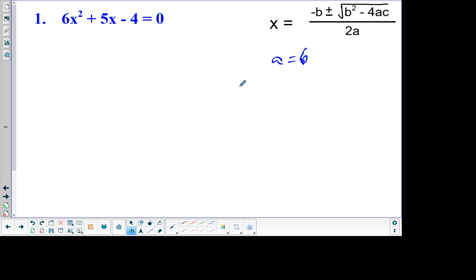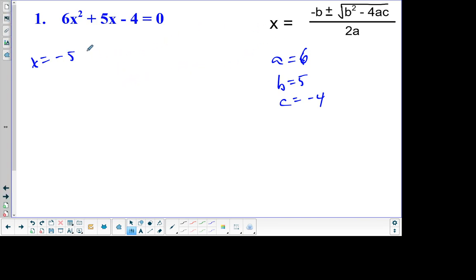A is 6. B is 5. And C is -4. All right. So now that you've got your A, B, and C values, it's a matter of careful substitution. So the solution of this, x, is going to be equal to, and now we just have to substitute -b. What's your B value? B value is 5. So if it's supposed to be -b, do you agree that that's going to be -5?